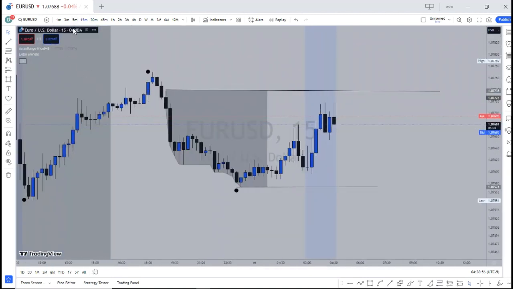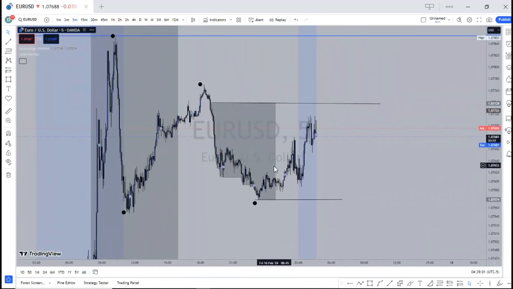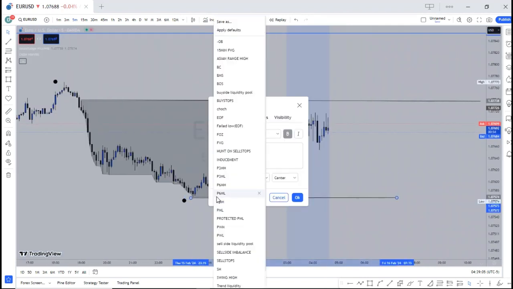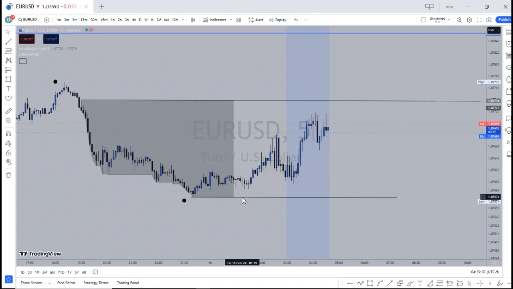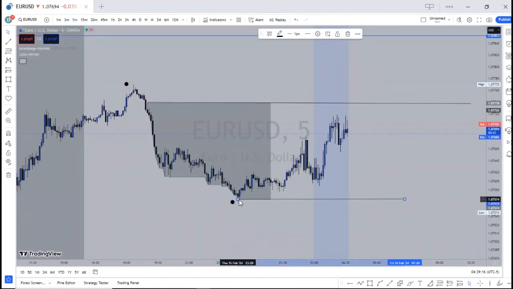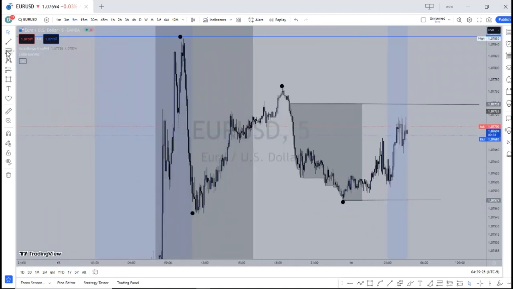Going down to the 5 minutes, I'm now paying attention to a structure that was formed. Ever since we have the Asian range right here, we have this high, we have this low. Now this one is an internal structure, formed inside the external range highs and lows that we are dealing with. So we can also use Fibonacci on these highs and lows.